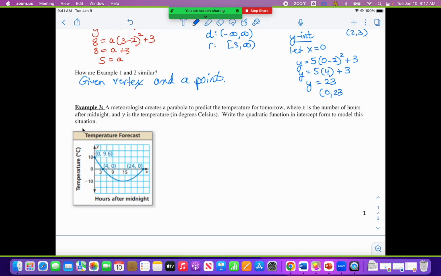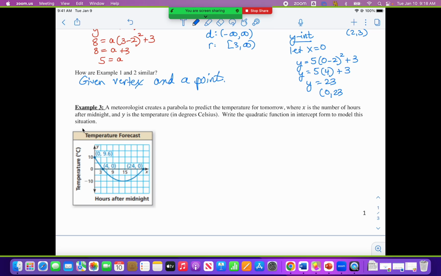A meteorologist creates a parabola to predict the temperature for tomorrow, where x is the number of hours after midnight. So if you look at the graph, what does 4, 0 represent in terms of the context of this problem? Not that it's an x-intercept, but in the context, what's 4? Yeah, Jake? Yeah, so what time is that? 4 a.m., right? Okay, that's 4 a.m. And y is the temperature in degrees Celsius.